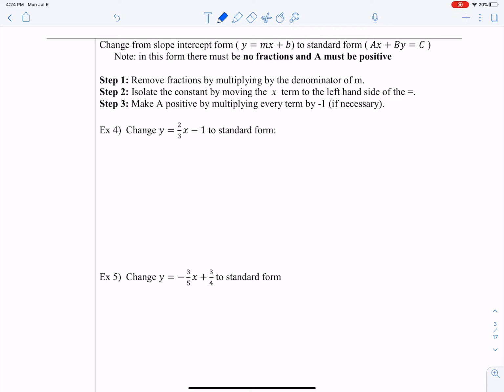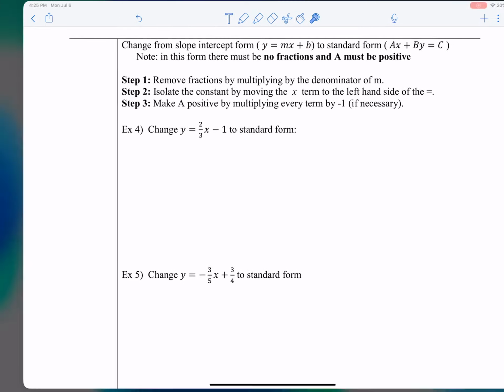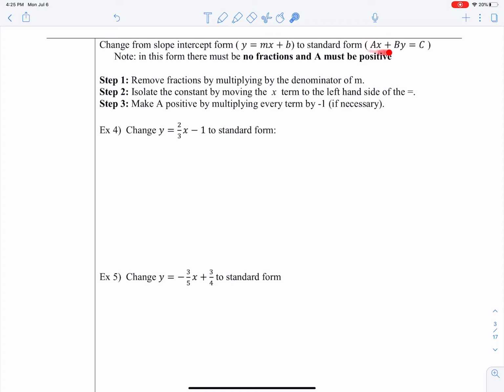So this is 5.1a part 2. All right, so now we're going to go the other way around. We're starting with our slope-intercept form, and we want to go into standard form. So we're going the opposite way.